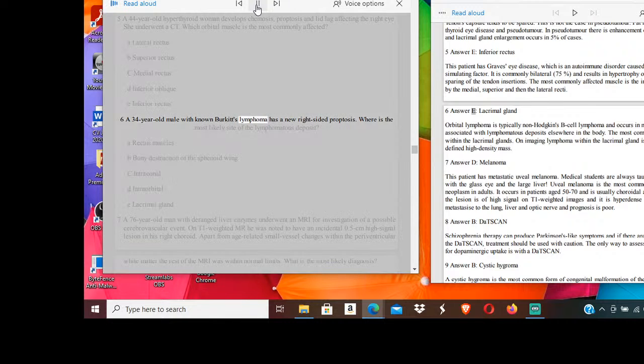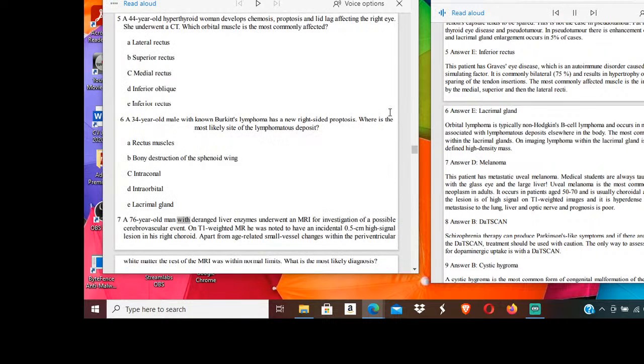A 34-year-old male with known Burkitt's lymphoma has a new right-sided proptosis. Where is the most likely site of the lymphoma to deposit? A. Rectus muscles. B. Bony destruction of the sphenoid wing. C. Intraconal. D. Intraorbital. E. Lacrimal gland.